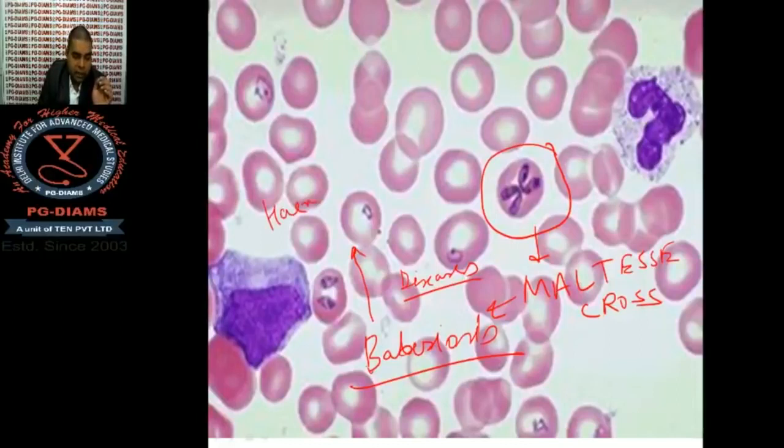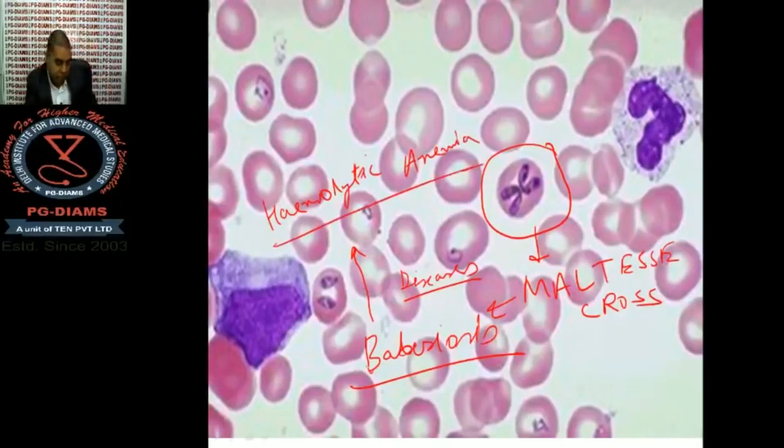Okay, and the characteristic features of babesiosis will be similar to malaria. There will be fever, there will be vomiting, there will be hemolytic anemia. So to distinguish between malaria and babesiosis, we do a peripheral smear, and if in the peripheral smear there is a Maltese cross, then it suggests babesiosis. Okay.